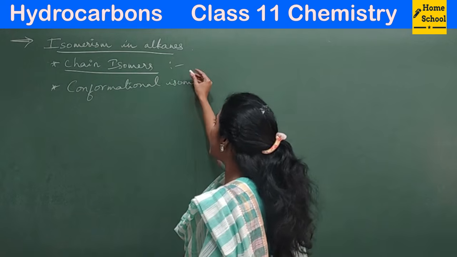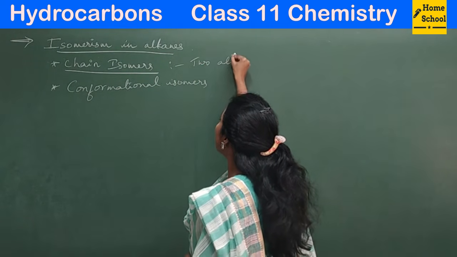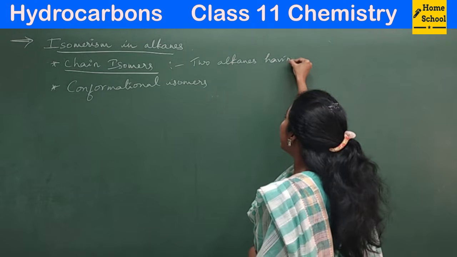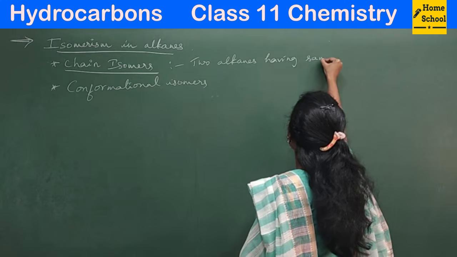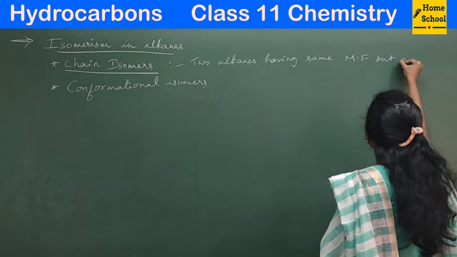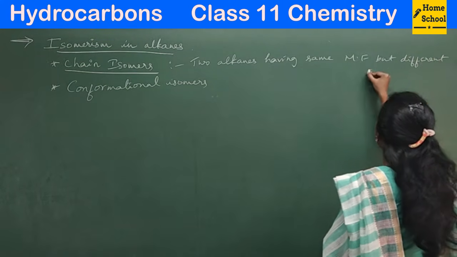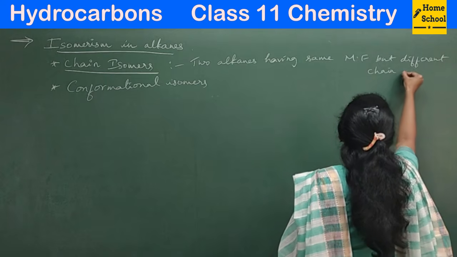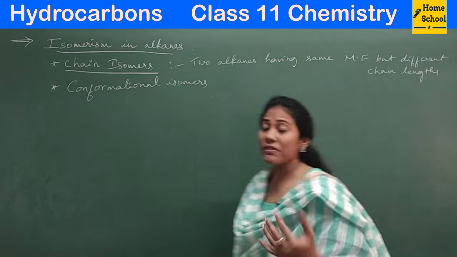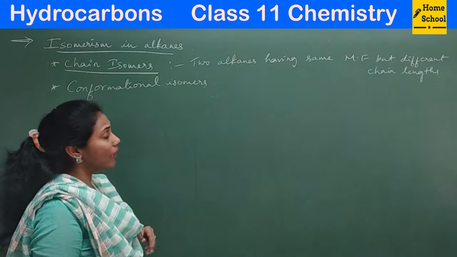The chain isomers are nothing but two alkanes having the same molecular formula but different chain lengths. Such isomers are called chain isomers. So let's talk about the chain isomers now.